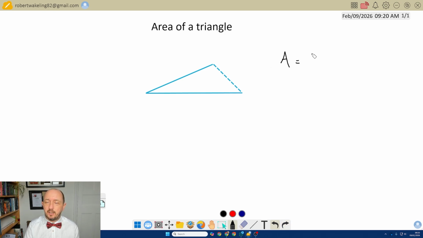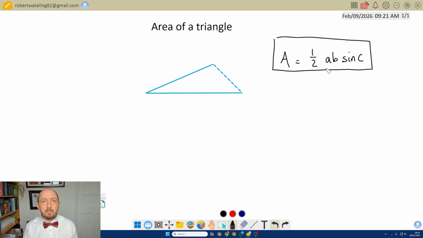Area equals half ab sine C. This is a formula that's given to you in the exam, but a lot of students don't know it even exists, or they forget that it's in the exam and they try to do all sorts of strange stuff. So what does this formula actually mean?